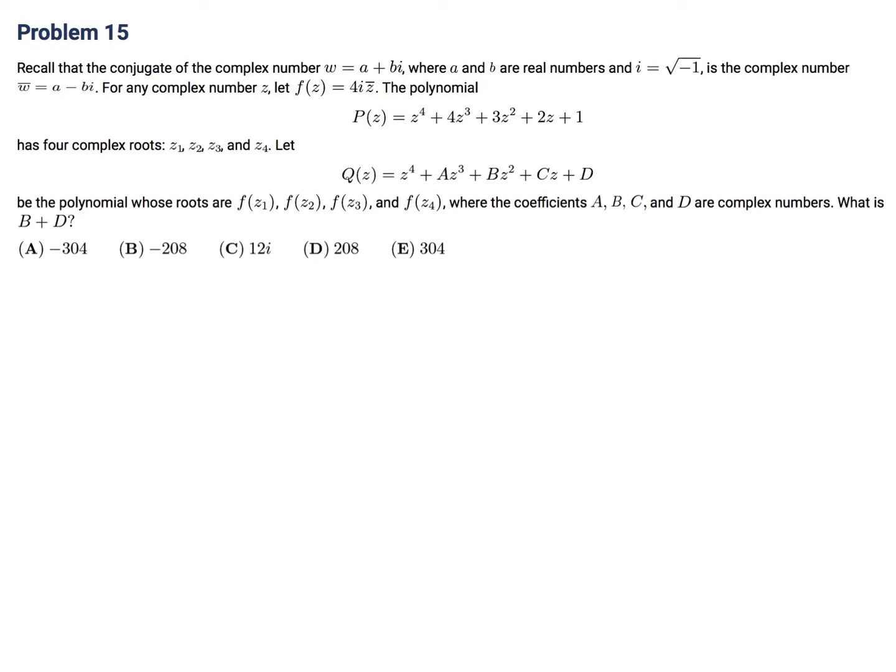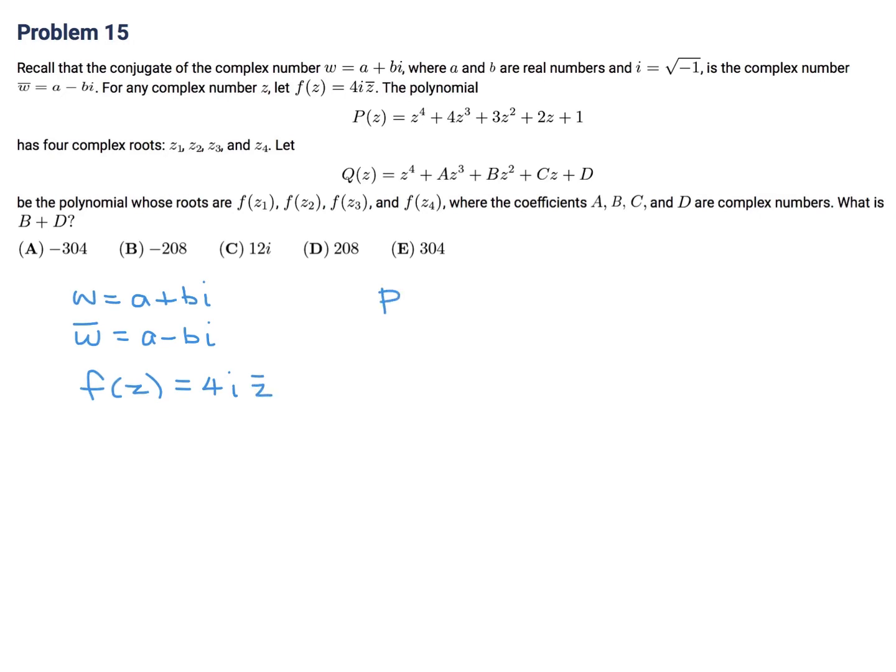Okay, so this seems at first a bit confusing, so let's talk about this. W, according to their definition, or any definition, is a plus bi. It's just a complex number. The conjugate, w prime, whatever you want to call it, is a minus bi. And then they are giving us a special function: f at z would be 4 times i times the conjugate of z. All right?